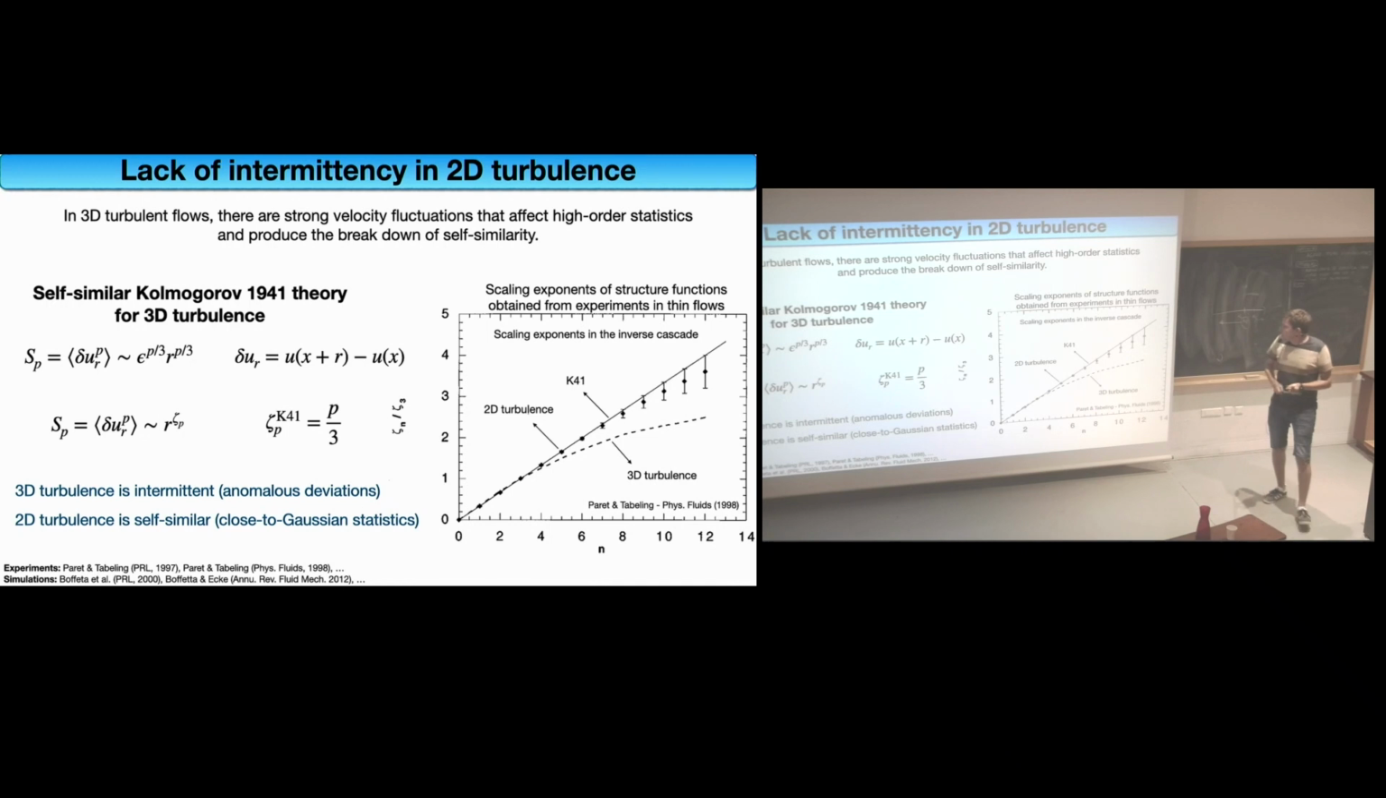Well, experiments in two-dimensional turbulence and also numerical simulations in the late 90s and early 2000s have shown that in two-dimensional turbulence, there is no deviation from this self-similar prediction, meaning that there is no intermittency, while in three-dimensional turbulence, there are very strong deviations, known as anomalous deviations. So the idea now is to study what happens in two-dimensional quantum turbulence, both in the inverse and direct cascade, and to see if the system is intermittent or not.